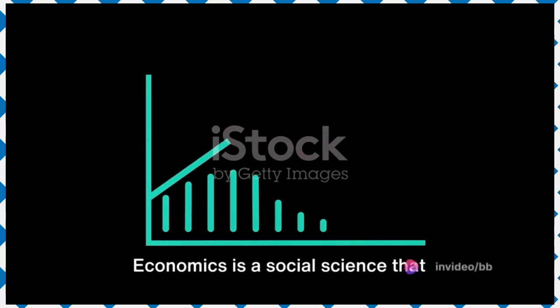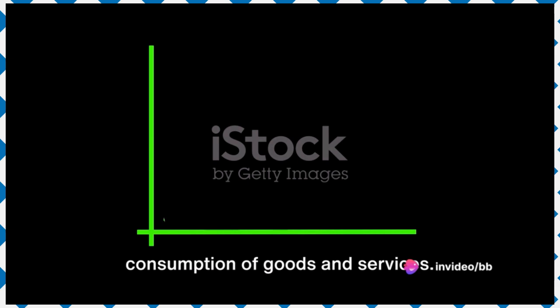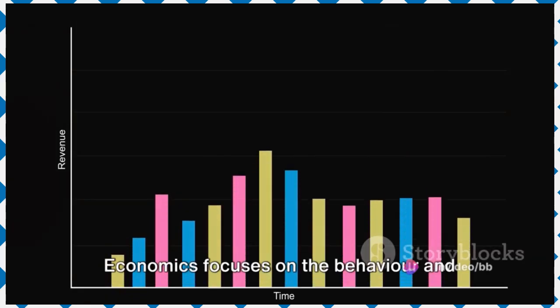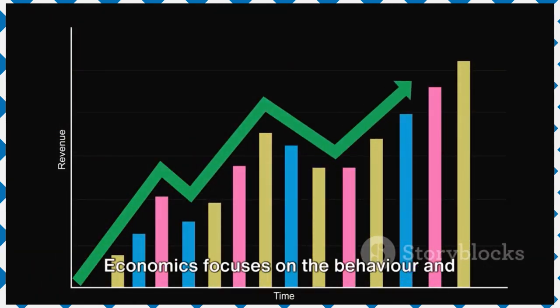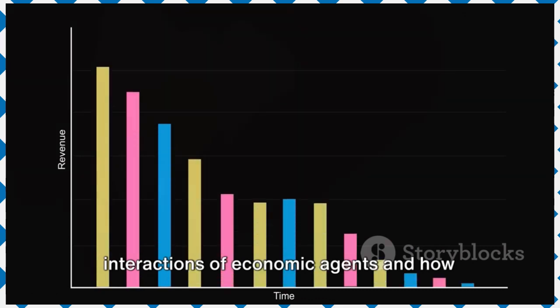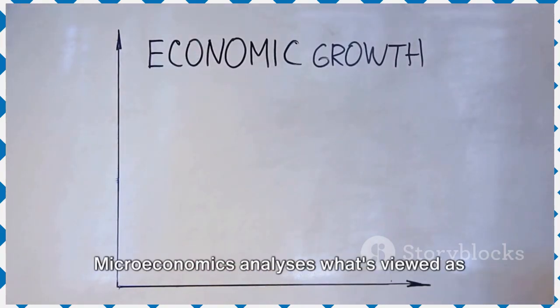Economics is a social science that studies the production, distribution, and consumption of goods and services. Economics focuses on the behavior and interactions of economic agents and how economies work.